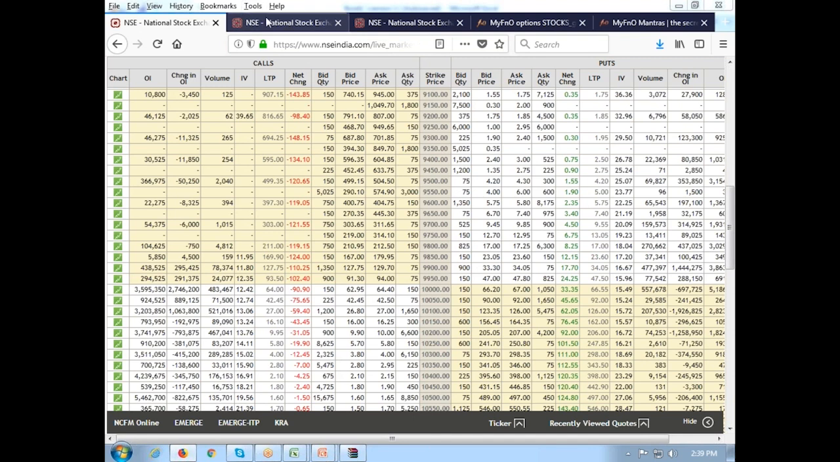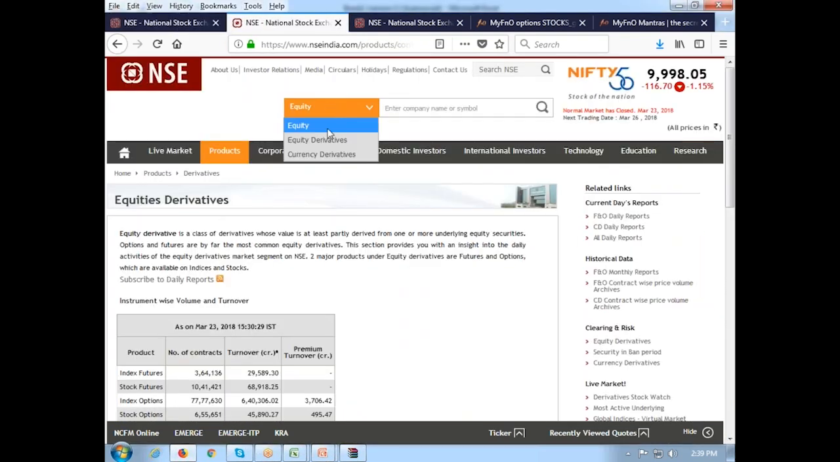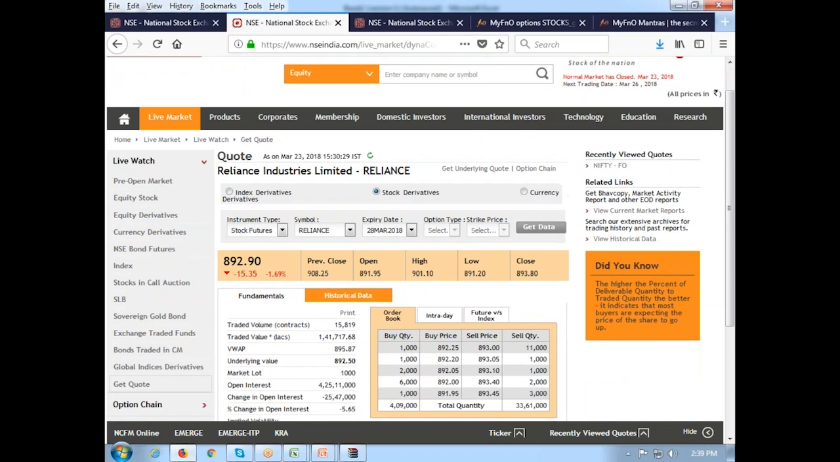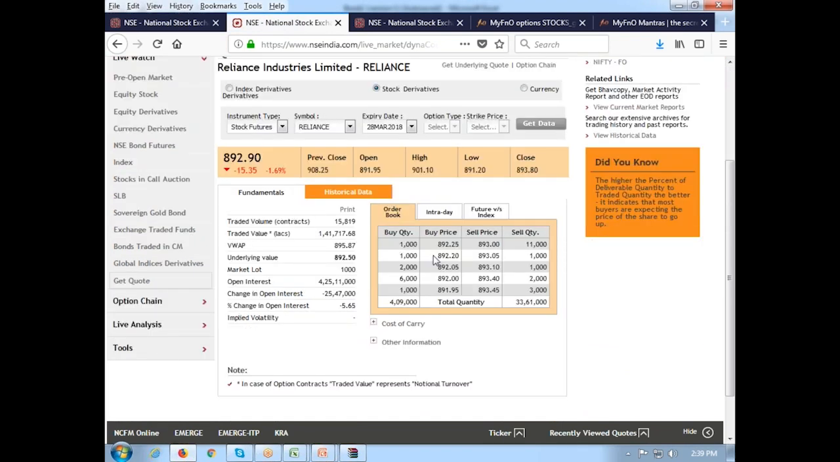Let's understand this from Reliance. These are Reliance Industries futures prices, and understand this order book. I'm talking about this order book. This is the buy price, this is the sell price. Somebody is ready to sell at 893 rupees, 11,000 quantity. Somebody is ready to buy 1000 quantity at 892.25 rupees.